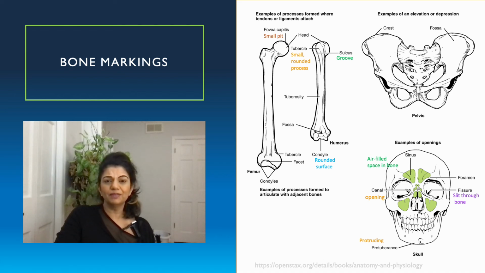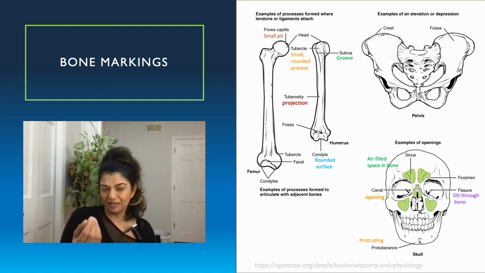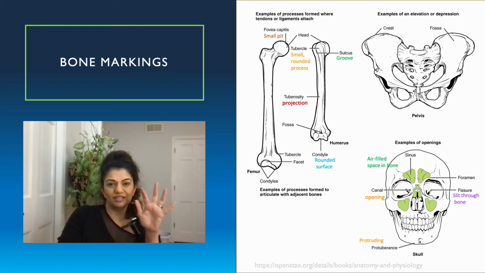So much like the architecture of a house, right? Bony markings are places for attachment, movement, and passage. Okay, so that was articulations. Then we've got projections. And projections are like balconies where muscles attach. So let's take a look here. We've got tuberosity, and also crest and spine would be an example of a projection. It's just a little part that sort of sticks out a little bit, right?